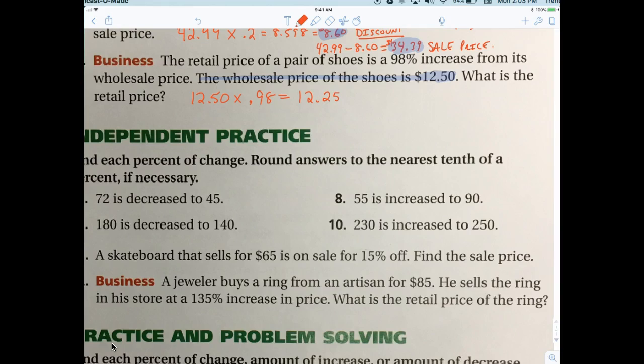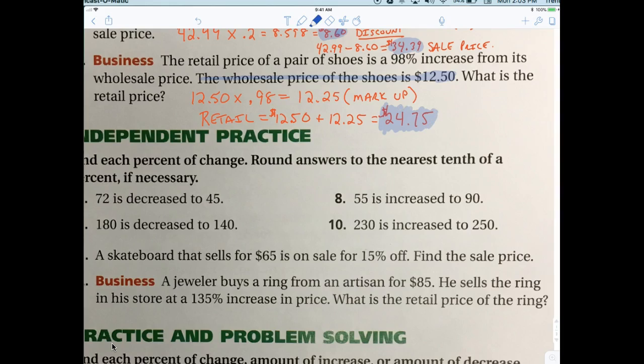So the 12.25 is how much you have to mark it up, plus the original. So what you have to sell in order to find the retail price, you have to take the $12.50, what you paid for it, and add what? $12.25, which is $24.75. So you would have to sell it for $24.75 if you want a 98% profit. Gavin, that's very good.